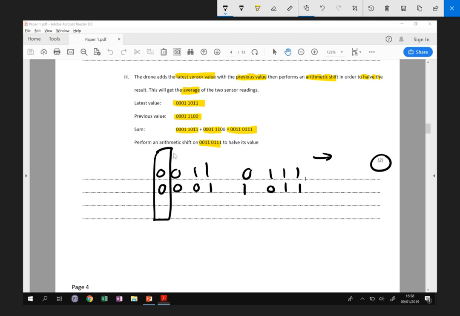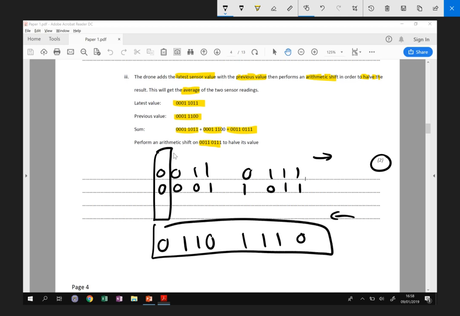2 marks available here. If you'd shifted to the left by accident, so you ended up with, let's have a look, that would be 0, 1, 1, that 0 goes here, and then 1, 2, 3 ones, and then you'd shift in a 0 across here. If you'd done that by accident, shifting the original value to the left, you'd get 1 mark, but for 2 marks you have to do an arithmetic shift to the right.